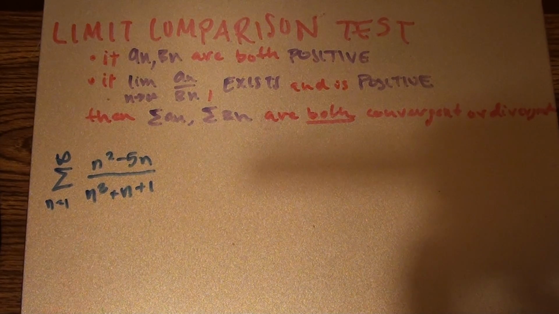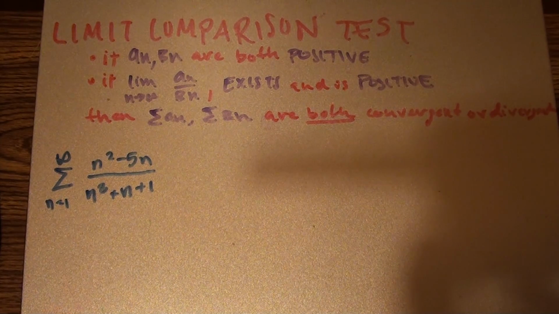So the limit comparison test states that if we have two series, let them be A and B, and they're both positive, and if the limit of the one series over the other exists and is positive, then we know that those two individual series either both converge or both diverge. So let's look at our example here and see how this works out.